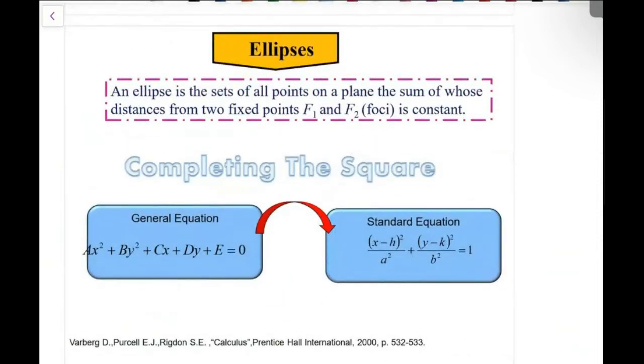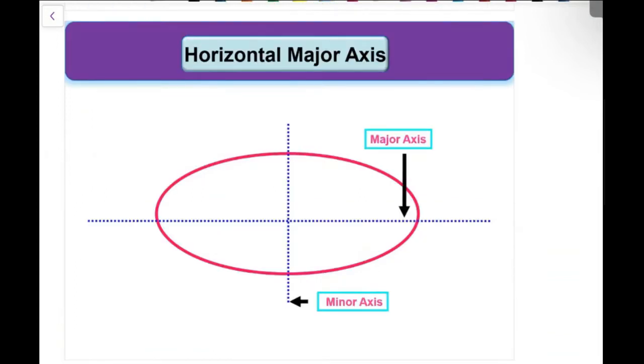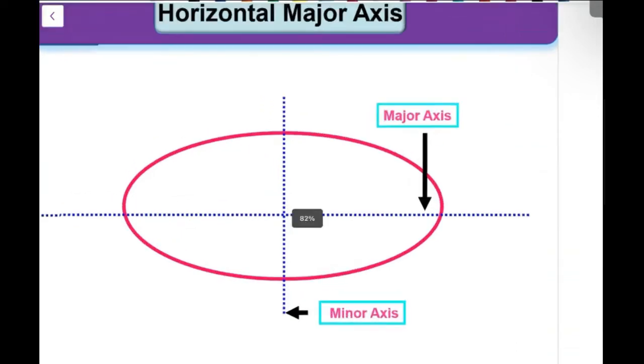Basically, for an ellipse, we have two different equations in the form of the general equation and the standard equation of an ellipse, same as a circle. From the general equation, we will use the completing the square method to convert it into the standard equation of an ellipse. For an ellipse, we have two different main shapes based on the major axis. These are the shapes for a horizontal major axis. Let's go through it one by one.